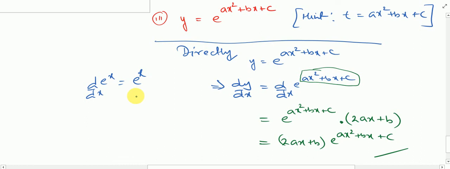So better you get used to it. You should be able to do it directly, because when you get long questions, you cannot waste your time using chain rule to solve this type of question, which can be done just within seconds.